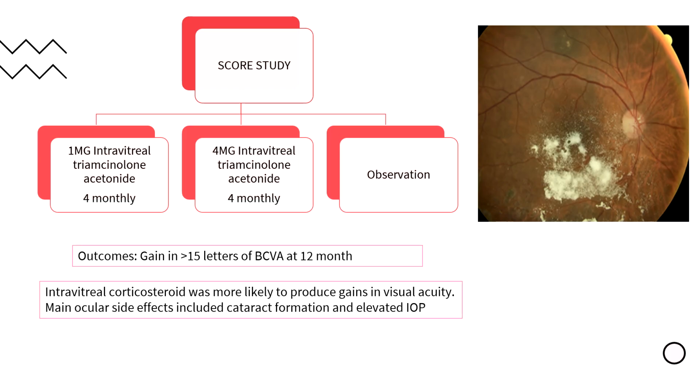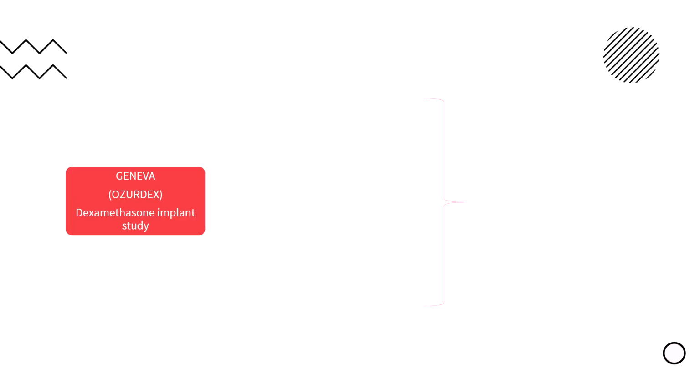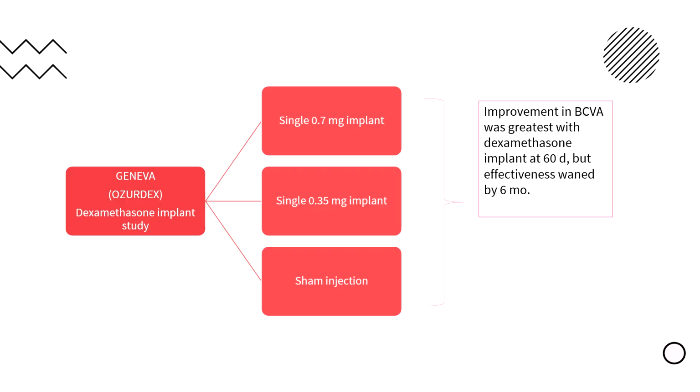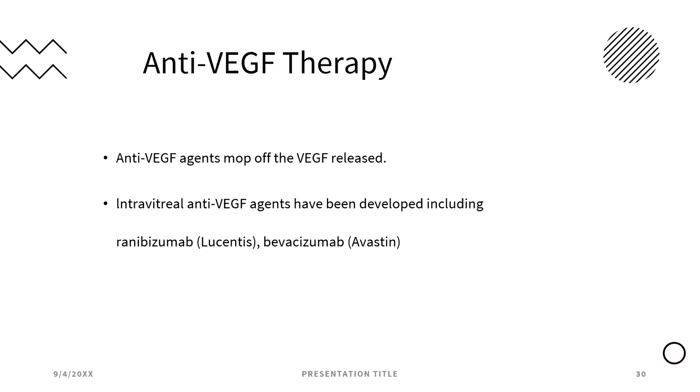And the intravitreal steroids are more likely to produce gain in visual acuity, but the side effects are more like cataract formation and elevated IOP. Then GENEVA, which is the Ozurdex dexamethasone implant study, consists of one arm given a single 0.7 mg implant, another arm given a 0.35 mg implant, and another given sham injection. Improvement is greatest with dexamethasone at day 60, but effectiveness waned off by 6 months. And the greater complications are cataract formation and increased IOP.